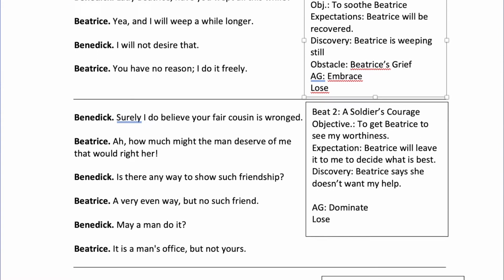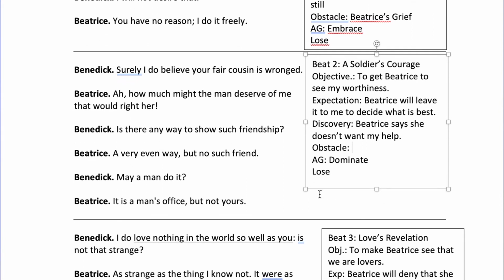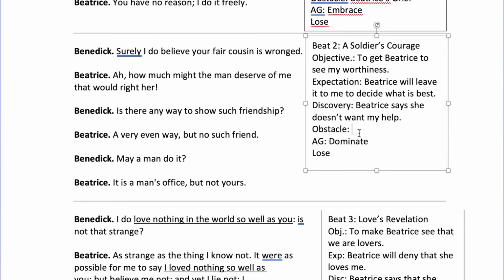Moving on to Unit 2, Beat 2, which I've called A Soldier's Courage. "Benedict, surely I do believe your fair cousin is wronged," and it goes to "It is a man's office, but not yours." My objective here is to get Beatrice to see my worthiness, but the obstacle to that is our past, and by our past I mean everything that I've done to her in the past, all the little tricks, all the things that I've said to her, all the ways I've treated her. So she's obviously not going to just jump to the conclusion that I'm suddenly worthy of her love. So our past is the obstacle to that beat.